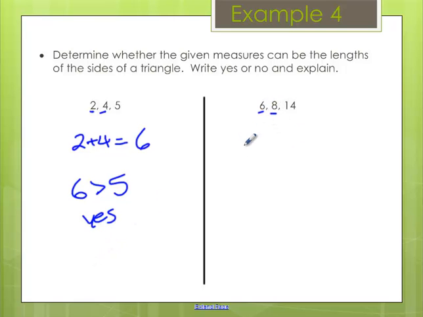Let's look over here. Take the two smaller sides. 6 plus 8 is 14. Is 14 greater than 14? No, it's not, so it's not a triangle.